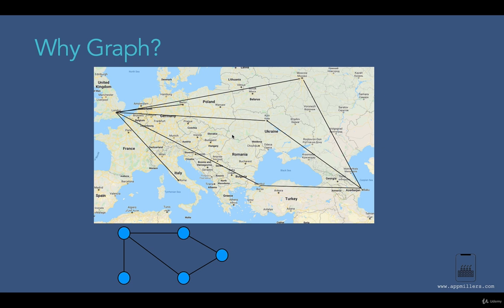So by using graph data structure, we can express cities as nodes, and the paths between these cities over here can be expressed as edges in the graph. Now with this, we can easily solve the problem of shortest path. So as I said, in the typical graph we have vertices and edges, so we can represent cities as vertices and connections between them as edges.